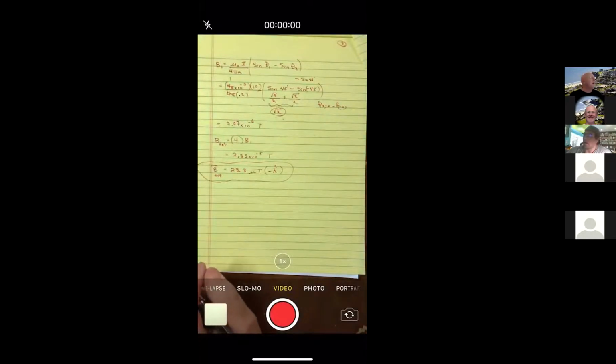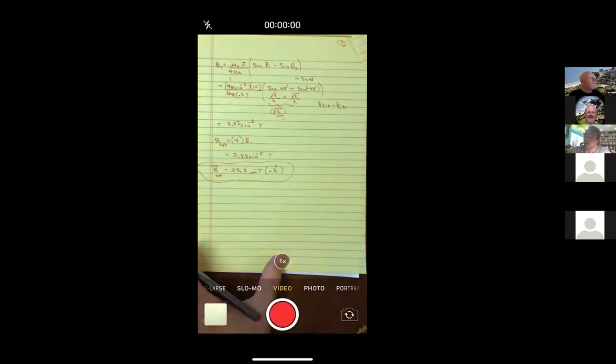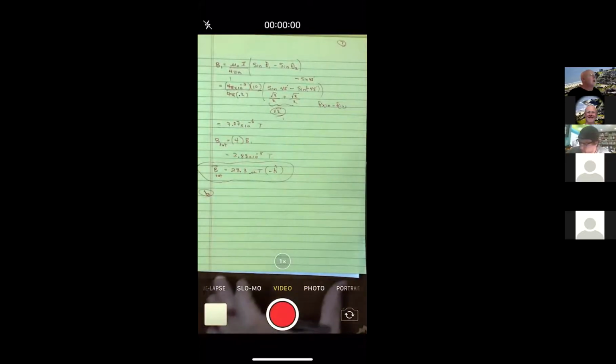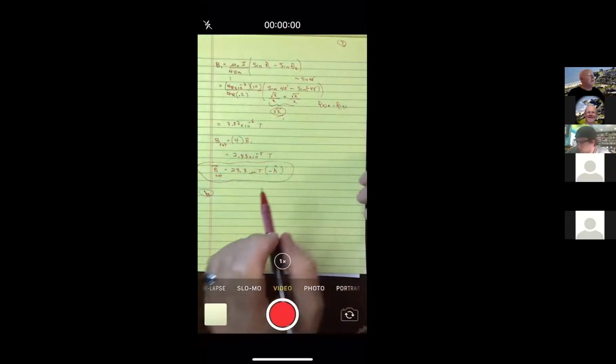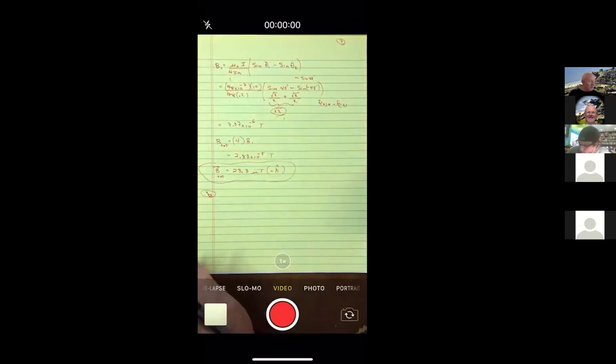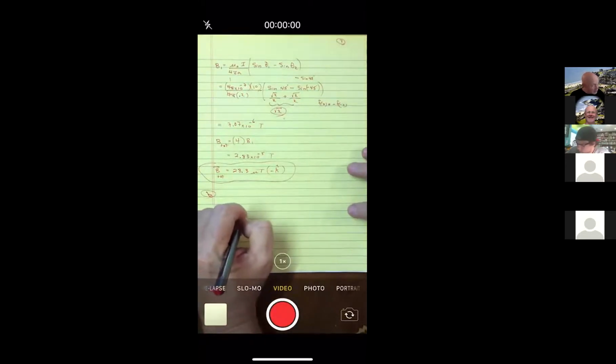Good. Now there is a part B to this. Part B says, okay, what if you took this conductor and you formed it into a circle, now a single circular loop that carries the same current? What would be its value? Okay, so let me do this. Let me first draw a picture.